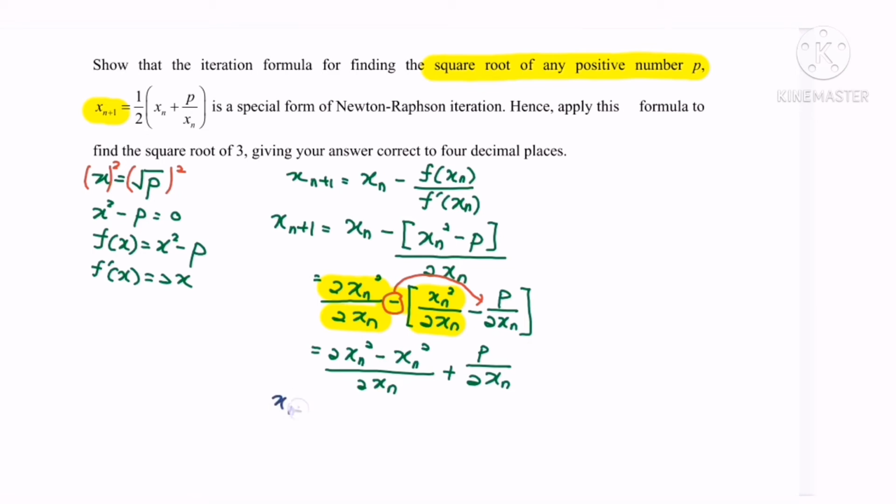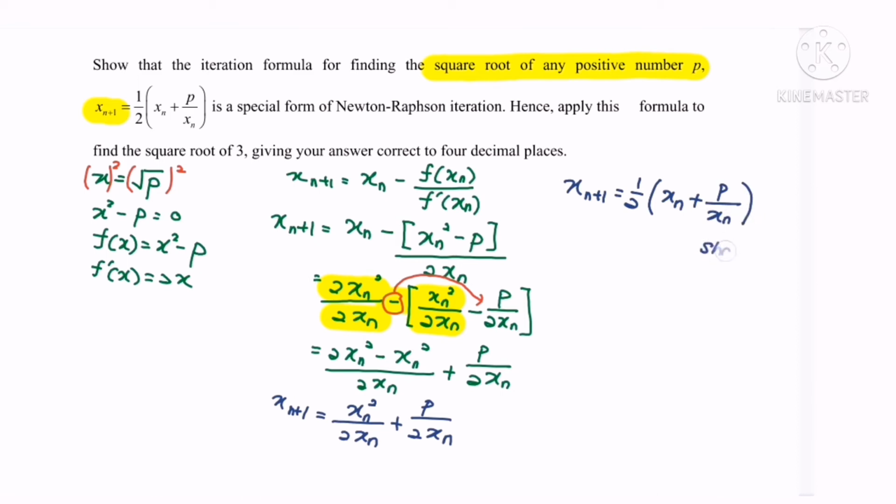x sub n plus 1 is equal to x sub n squared over 2x sub n plus p over 2x sub n. Next, x sub n plus 1 is equal to, simplify the situation, and we will have 1 over 2 bracket x sub n plus p over x sub n. So we have already shown the situation.